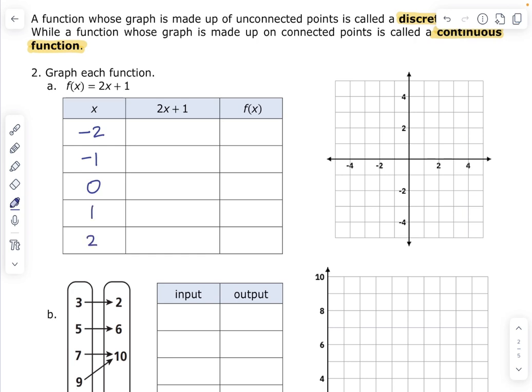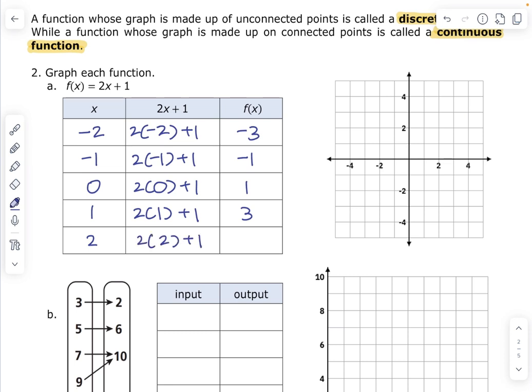Okay, my x value is -2, so wherever there's an x in my equation, I'm going to plug in -2. So I have 2 times -2 plus 1. 2 times -2 is -4, plus 1 gets me -3 for my output value. Right, I'm going to plug in -1 now for x here. 2 times -1 is -2, plus 1 is -1. Let's keep repeating that process. Plug in 0 now. I'm going to get 1. Plug in 1. I'm going to get 3.